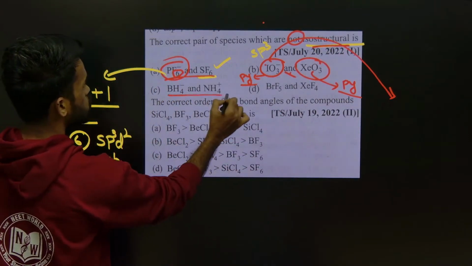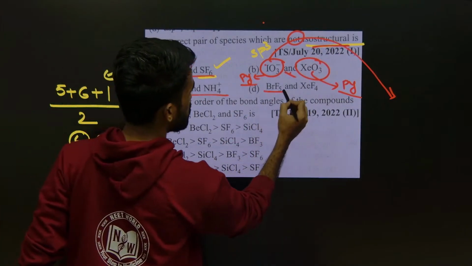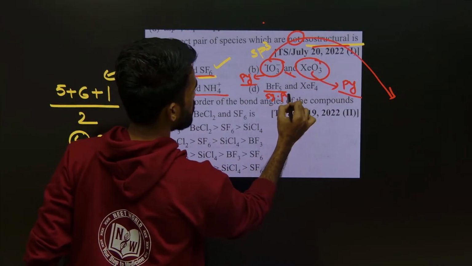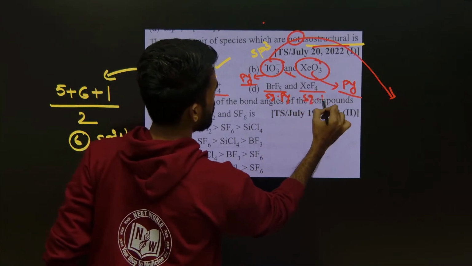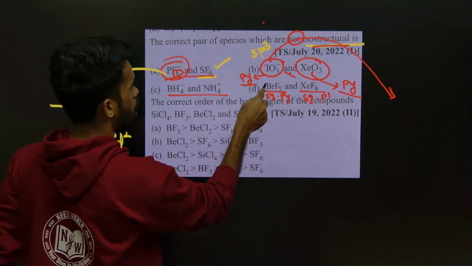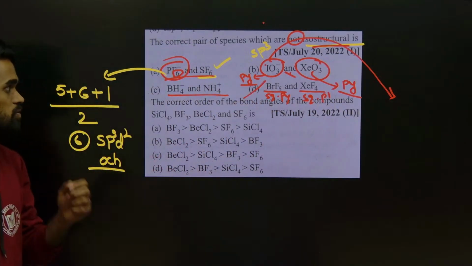So these are also isostructural, but if you see this one, it has a square pyramidal structure, but this one has a square planar structure. So these are different structures. So option D will be the perfect answer for this question.